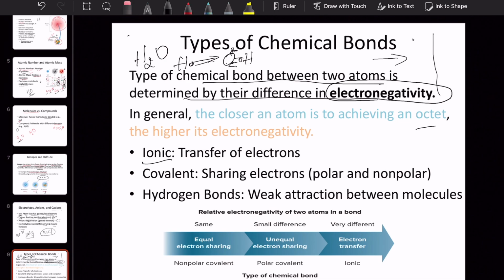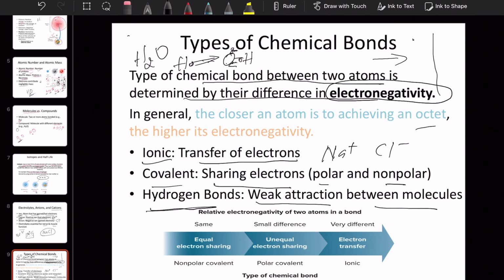Next are ionic, covalent and hydrogen bonds. There are different types of chemical bonds. Ionic is a transfer of electrons. They just transfer, they give the electrons, like we said with sodium chloride. In a covalent bond, they don't transfer electrons from one to another. They share electrons. They can be polar or non-polar. They just share electrons, but don't give them fully to the other atom. A hydrogen bond is a weak attraction between molecules.